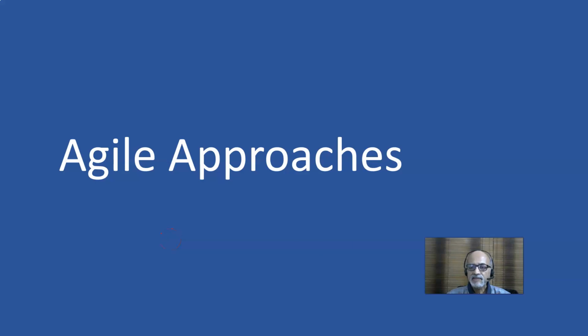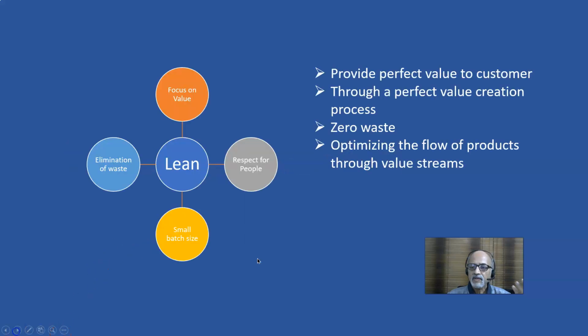The various agile approaches. The roots of all agile approaches are from lean manufacturing. Lean manufacturing focuses on delivery of value to the customer. The primary focus is on delivering value to the customer, and then respect for people, and they focus on small batch sizes so that the focus can be better, and continuously focus on elimination of waste.